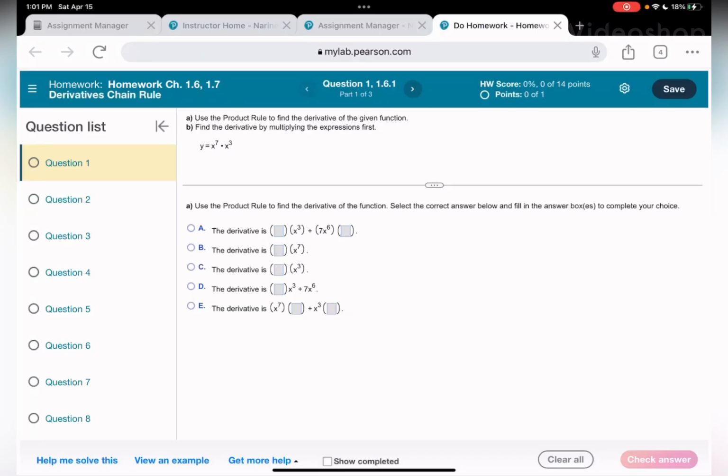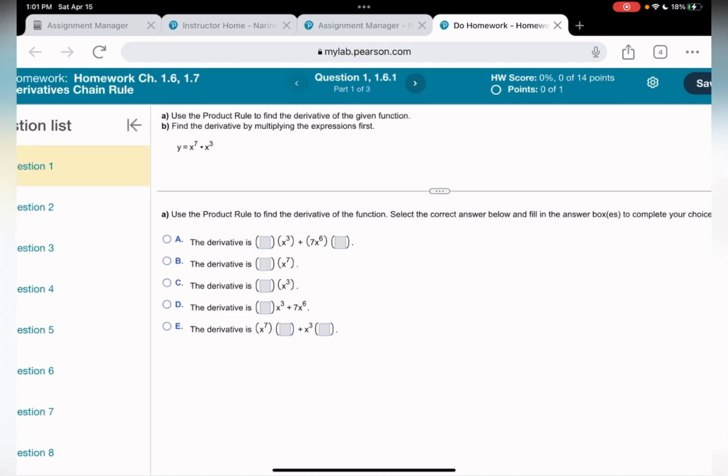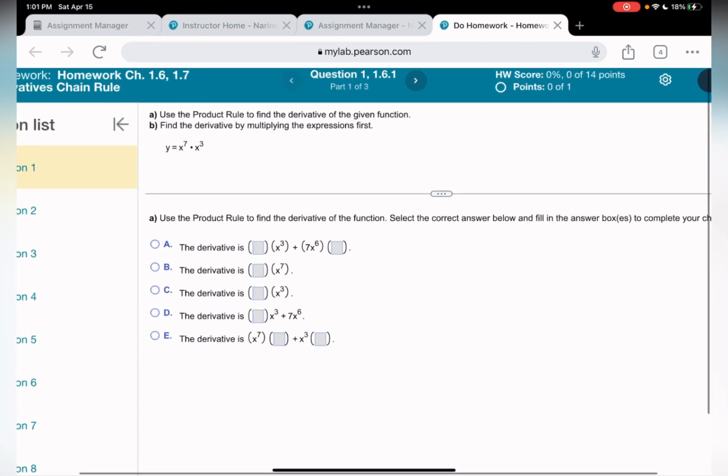In this video, we are going to work on chapter 1.6, 1.7 homework, which is about derivatives of product, derivative of the quotient, and then the chain rule. So in this problem, we are going to work on derivative for products. As you can see, there is multiplication in it. Let's start working.